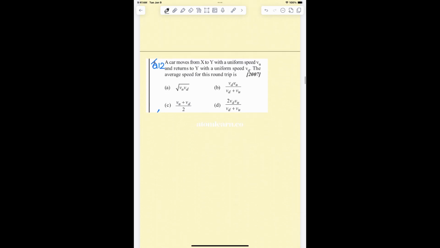A car moves from x to y with a uniform speed vu, and then returns to x with a uniform speed vd. Then the average speed for the round trip is nothing but, now instead of two different values of equal distances, you are given a to and fro movement, that is, a to b and then back from b to a. It's nothing but two equal distances. Therefore, it's going to be the same as this, 2 vu vd by (vu plus vd). This is going to be the answer for this.